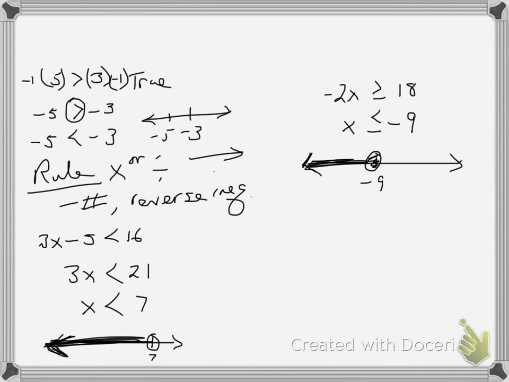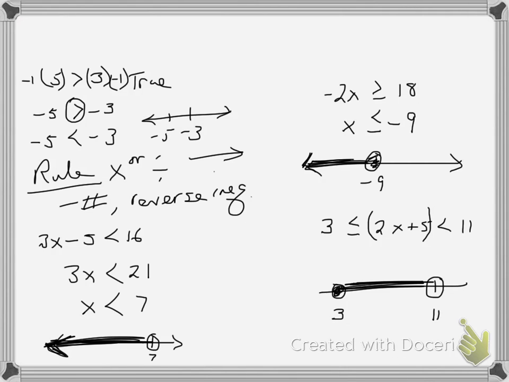Number 3 says 3 is less than or equal to 2x plus 5, which is less than 11. Now let's think about what this is saying. This is saying that some expression is going to be less than a value, and greater than or equal to a value. So it's going to be here. I would not put 11 here and a 3 there, because I'm not taking into account the whole expression.